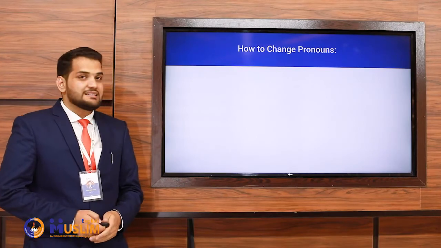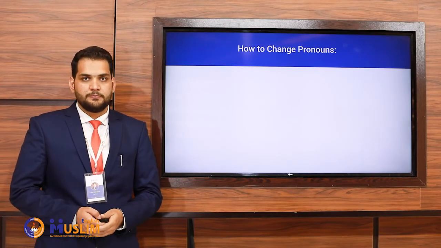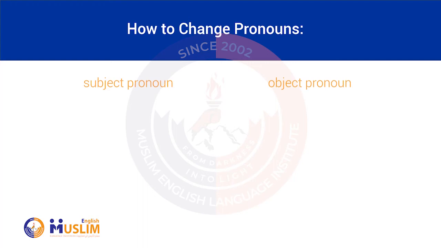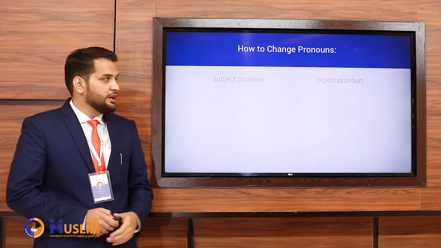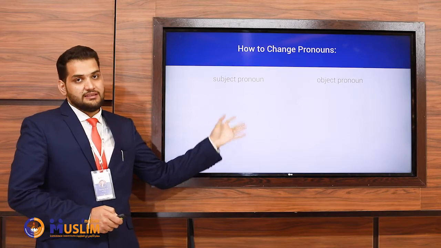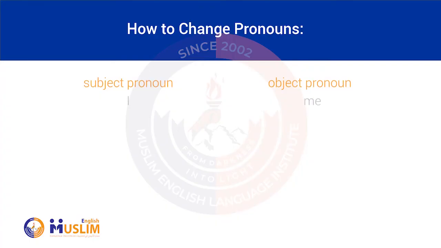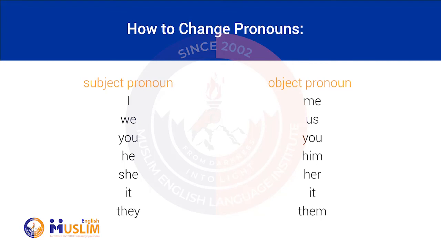Let's talk about some rules for changing pronouns. Remember, if there is a subject pronoun in active voice, you have to change it to the object pronoun in passive voice. We've got 7 subject pronouns and 7 object pronouns. I is changed to me. We is changed to us. You remains the same. He is changed to him. She is changed to her. It also remains the same. And they is changed to them.